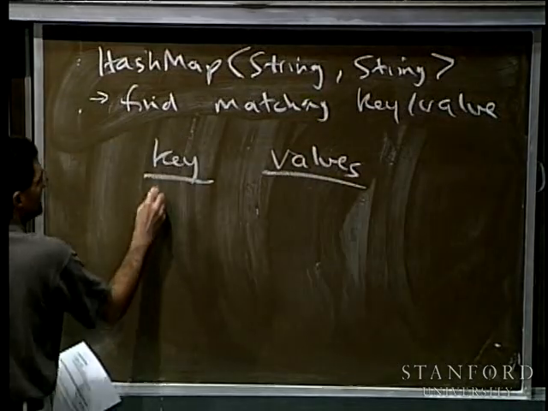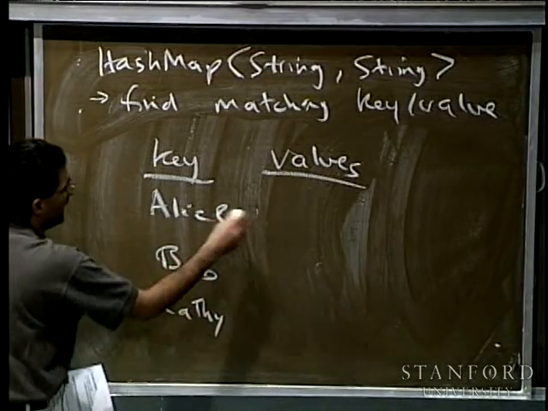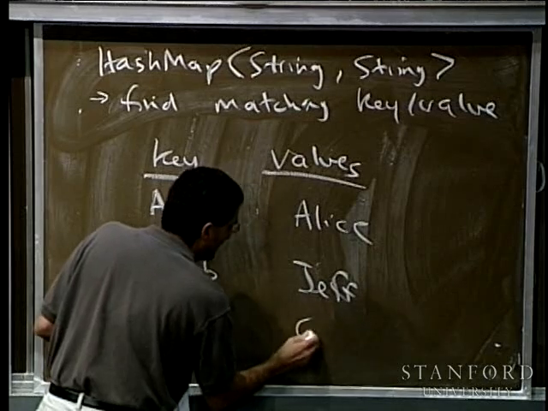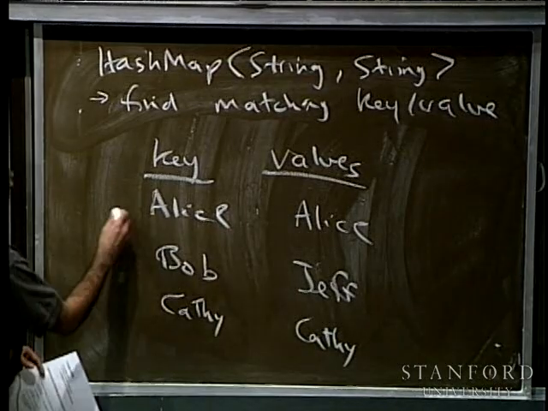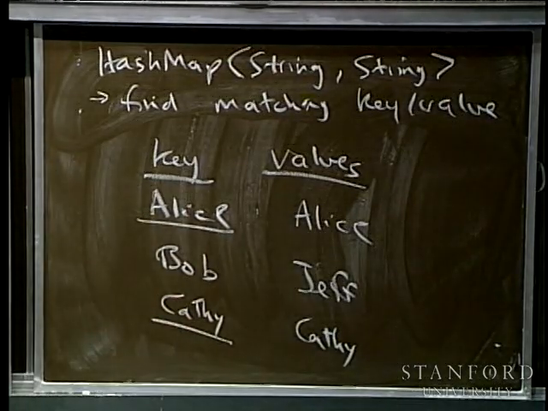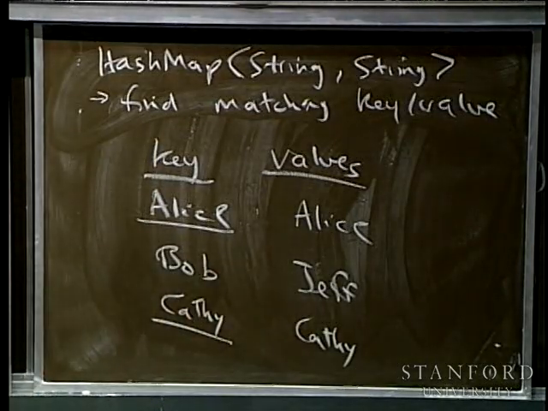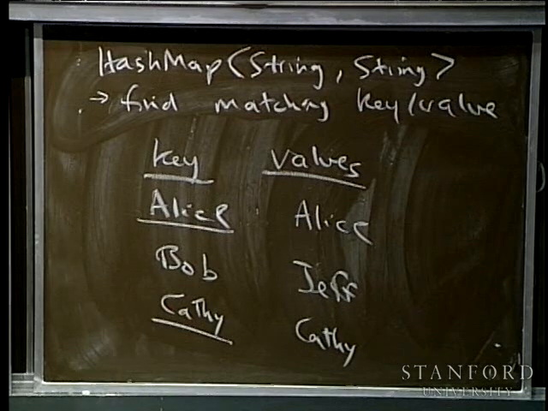And I might have some keys like Alice and Bob and Kathy. And I might have some values like Alice, Jeff, and Kathy. What I want to find out, for example, to print on the screen, is I'd want to print Alice and I'd want to print Kathy. I want to write out any of the keys whose value is the same as the key in the hash map. That's a very simple setup, but it stresses a bunch of the concepts you need to know to be able to do it. And hopefully that's the way a lot of the questions on the final will be: simple concepts, but they stress the ideas.